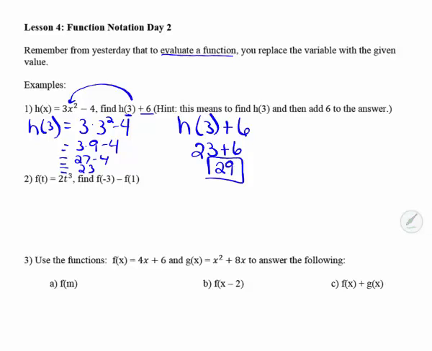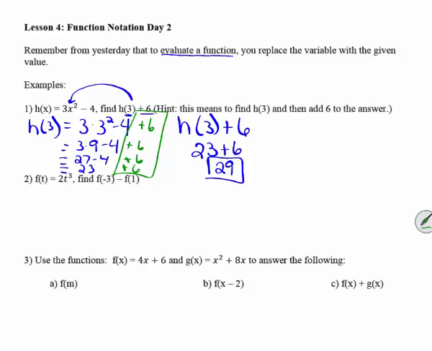If you had wanted to, you could have just added in the plus 6 along here and done it in one step. But I'm going to put a box around here and just say that that's another way you could have done it. All right, for number 2, now we have our f function, 2t to the third.